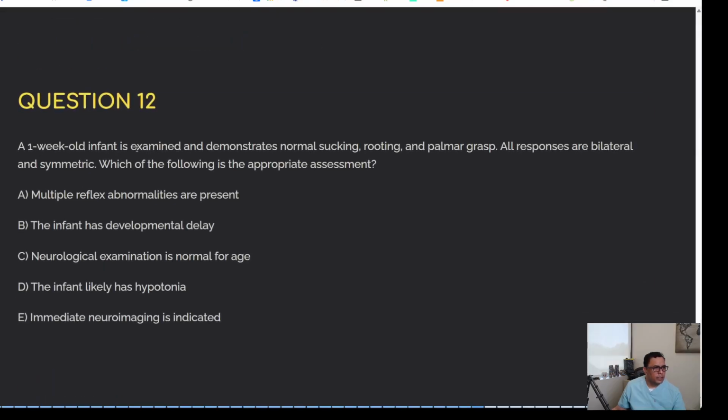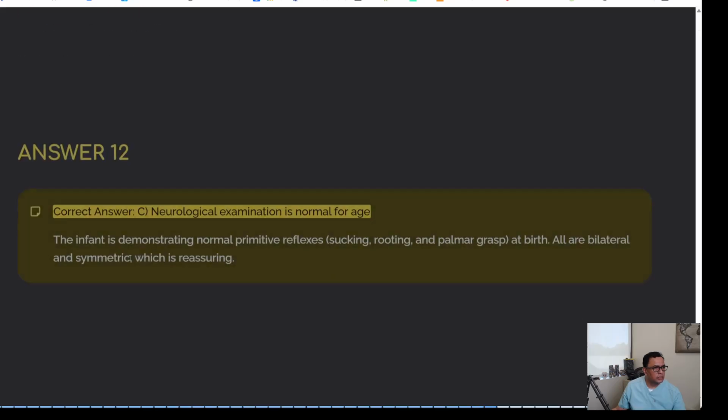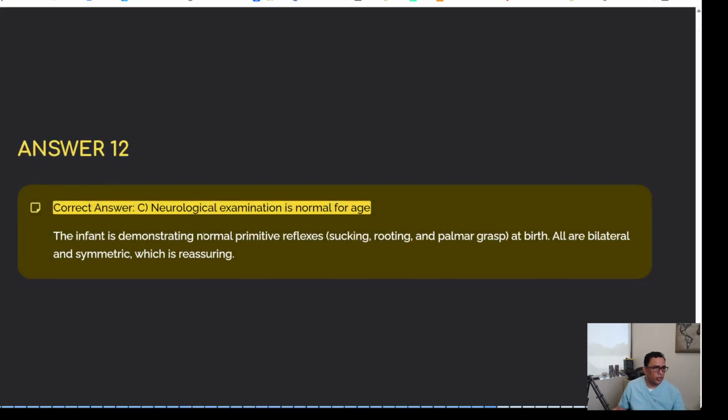A 1 week infant is examined and demonstrates normal sucking, rooting, and palmar reflexes. All responses are bilateral and symmetric. Which of the following is the appropriate assessment? Let's look at it. All responses are normal. All normal, so I think C is the answer. Neurologically normal, because all are normal and at birth.